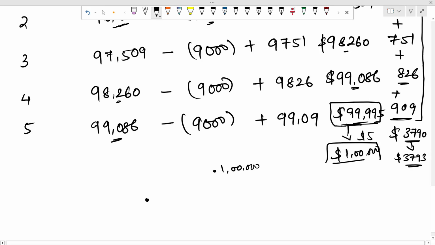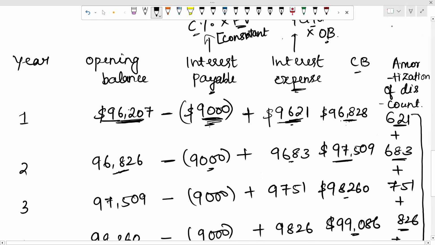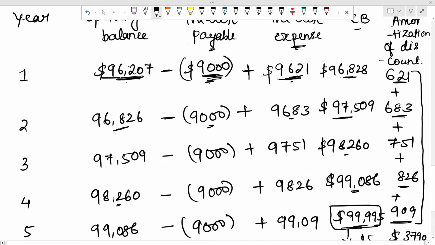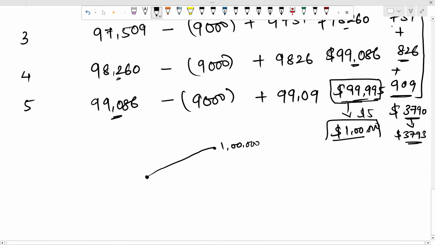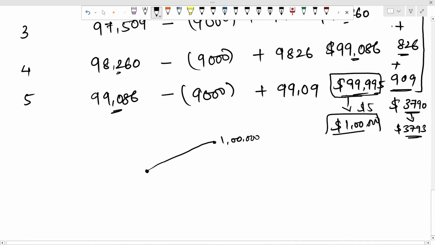If it is issued at discount, then the value of the bond will increase over time. So over this 5 years period, you can see the value of the bond is increasing. Every year, the value of the bond is increasing. And at the end of the fifth year, it will reach this 1 lakh.